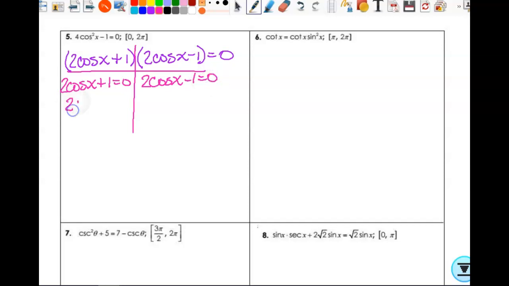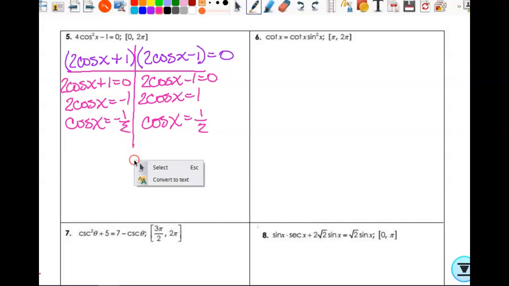So over here, this would give me 2 cosine x equals negative 1. So cosine x equals negative 1/2. Over here, I get 2 cosine x equals 1. So cosine of x equals 1/2. Then I've got to look at what my interval is. So I'm going from 0 to 2 pi, right?